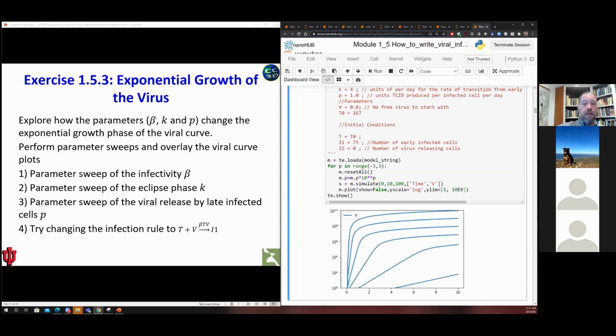Why doesn't everybody try running that one little simulation where you're scanning the amount of virus produced per cell and seeing what the effect is on the total viral load? Everybody take a minute to try that simulation, and then when you're done, we'll come back.